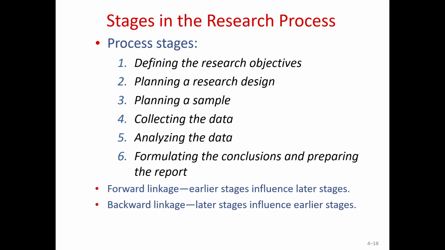And backward linkage implies that later steps influence early stages of the research process. If it is known that the data will be collected through email, then the sampling must include those with email access. A very important example of backward linkage is the knowledge that the executives who will read the report are looking for specific information. The professional researcher anticipates executives' need for information through the planning process, particularly during the analysis and the reporting.